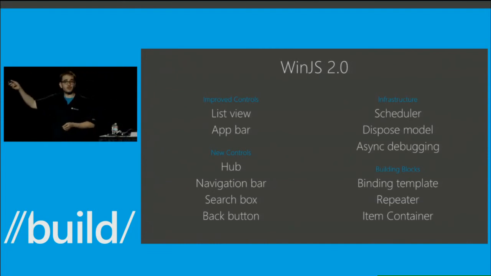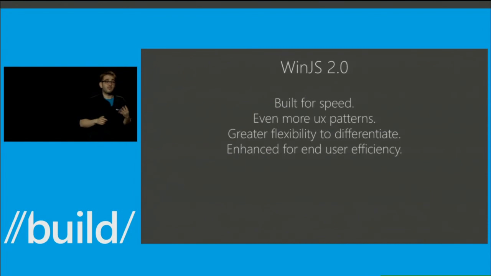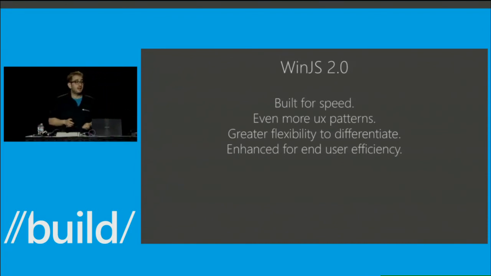We talked about these infrastructure pieces that let you build scalable applications and make it possible for you to handle all the tasks and memory management things that you want to have going on with the scheduler and the dispose model and the async debugging. And we talked about these primitive building blocks, the binding template, the repeater, and the item container that let you do more custom UIs more easily. I hope you saw that these four things we tried to do in this update ring through: how it's built for speed, how there are even more UX patterns, how there's greater flexibility to differentiate, and how it's enhanced for end user efficiency.